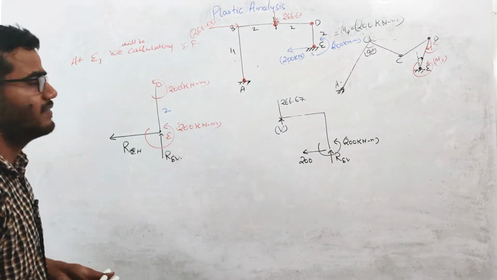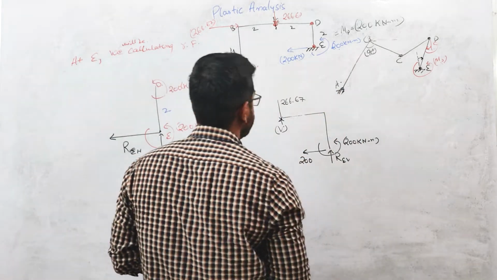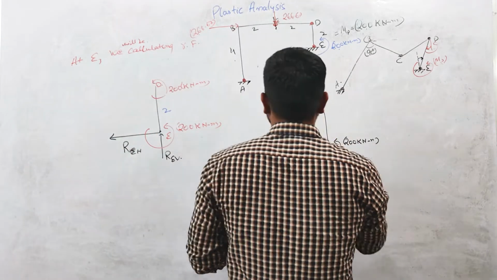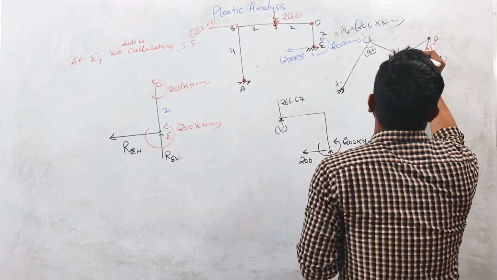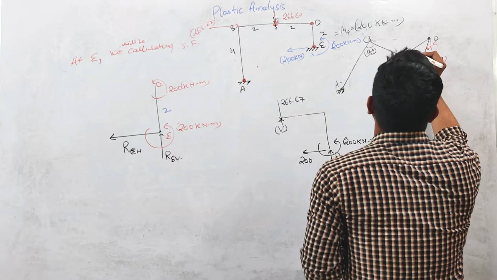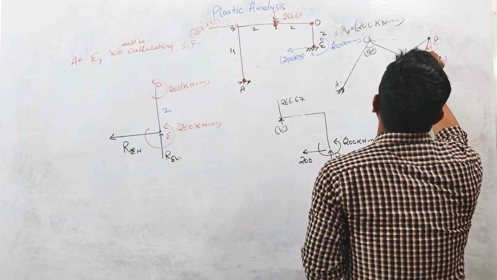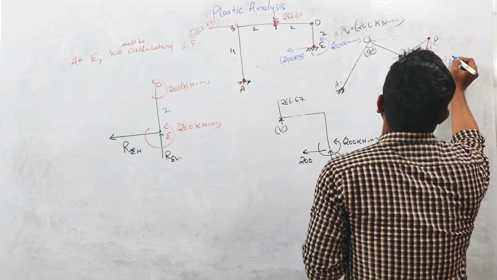At this C point, the plastic hinge is forming. So the bending moment will be MP. So what will be the direction of the moment? The direction of the rotation is clockwise. This is clockwise rotation.